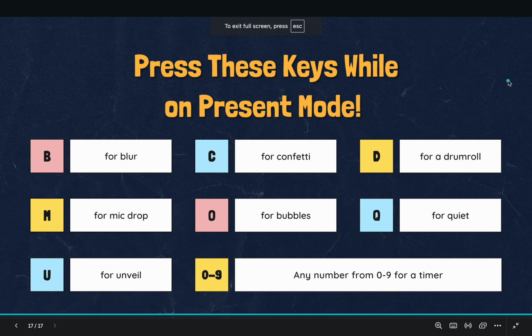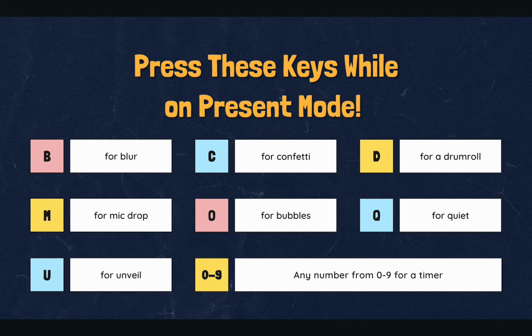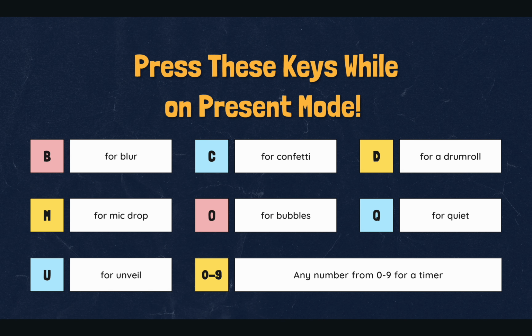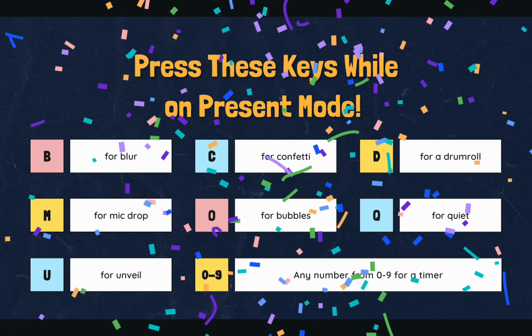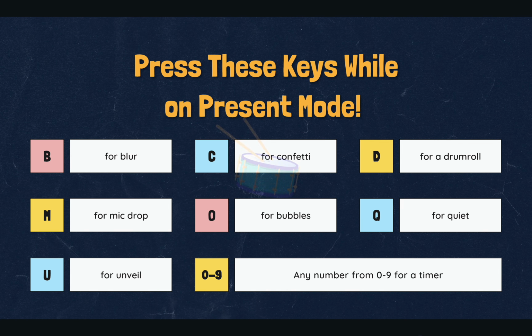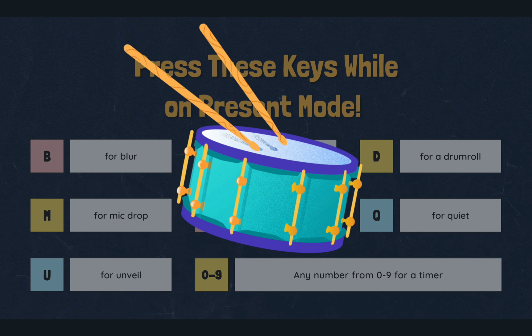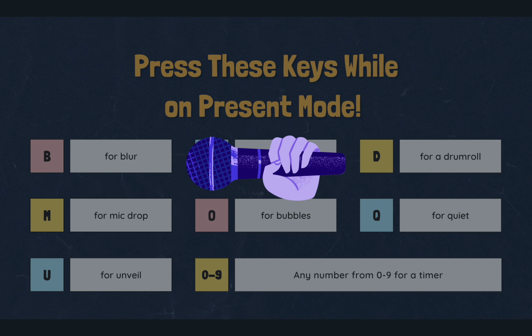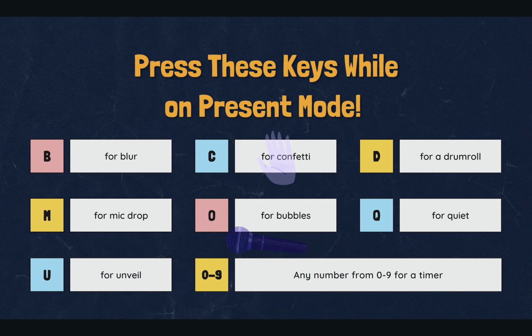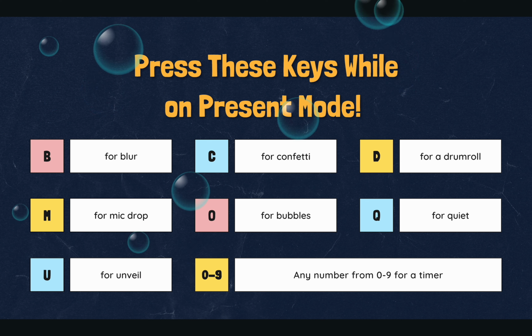The final thing that I want to showcase, one of my favorite modes or possibilities on Canva, is that when you are in present mode, you can actually press these keys to do certain things. So if you press B, it blurs your screen. If you press C, it does a big blow of confetti. D for drum roll. M is for a mic drop. Students like to use this one for themselves. If you press O, it creates bubbles. My younger students love this one.